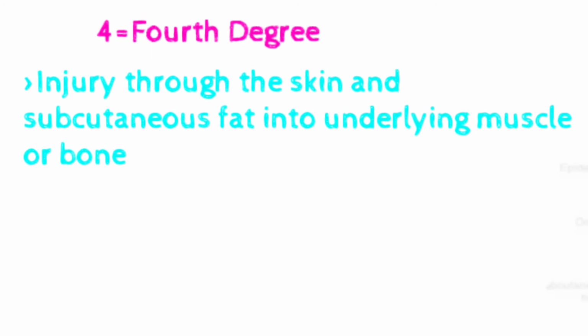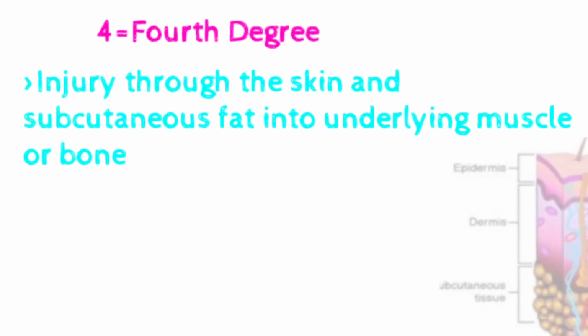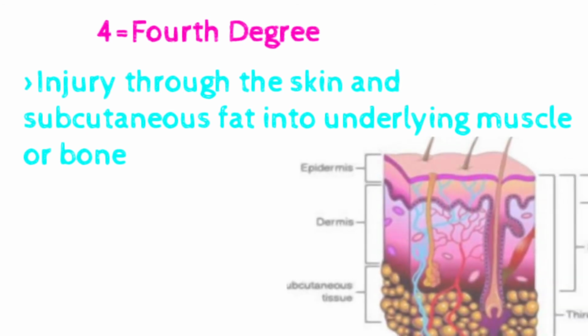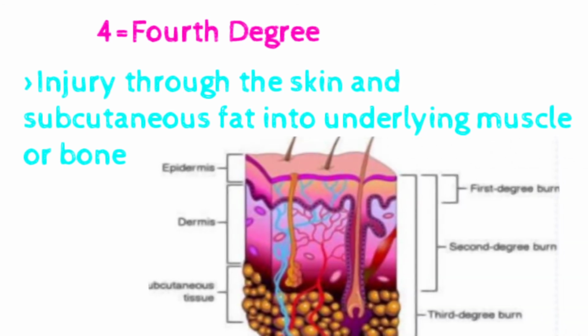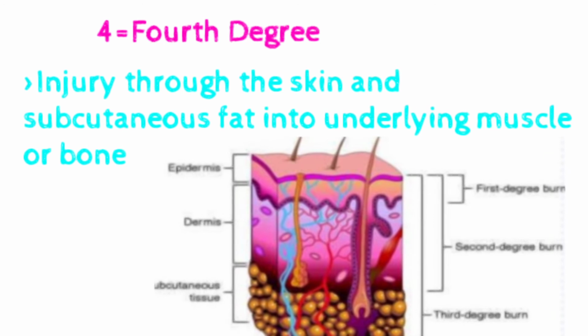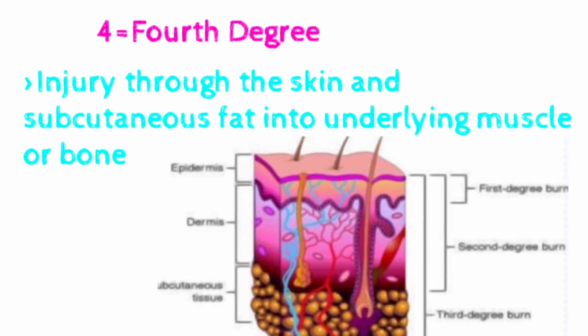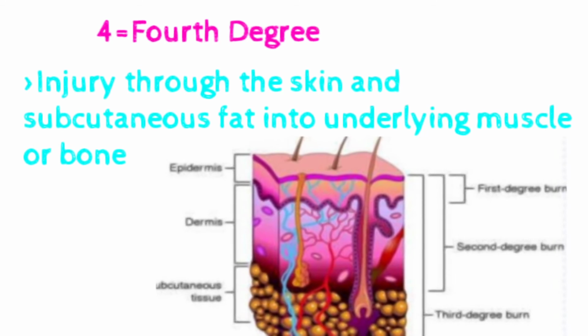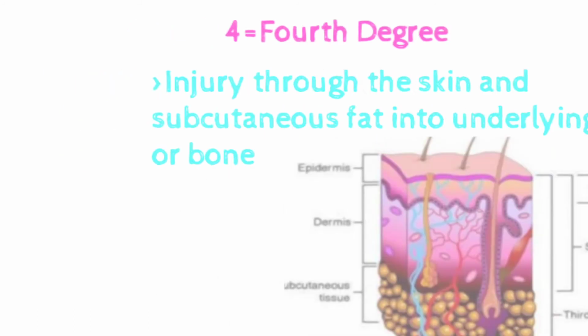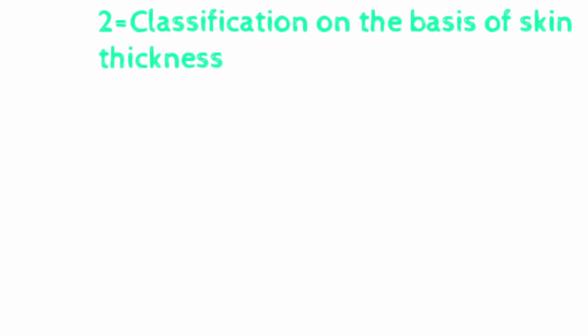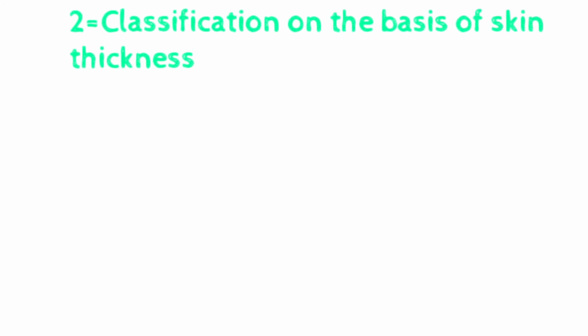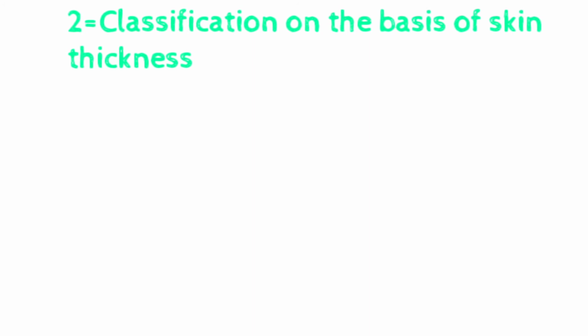Now look at this diagram again. If only 1 layer, epidermis, is involved, first degree. If epidermis plus dermis is involved, second degree. If epidermis, dermis, subcutaneous tissue is involved, third degree. If epidermis, dermis, subcutaneous tissue plus muscle or bone is involved, this is the fourth degree. Simple. 1 layer, first degree; 2 layers, second degree; 3 layers, third degree; 4 layers, fourth degree.